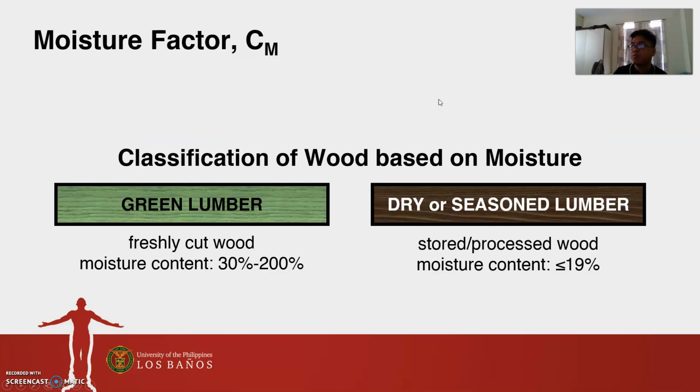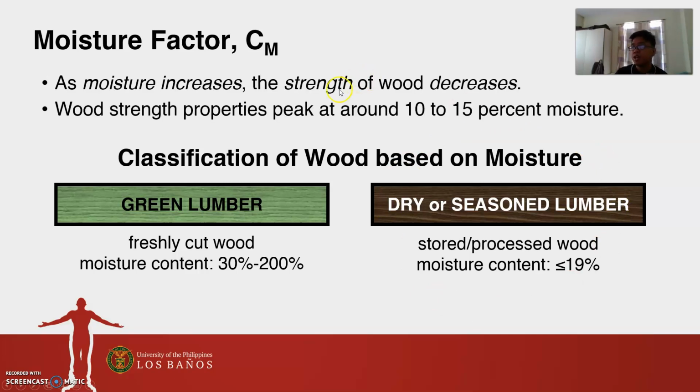Next is the moisture factor, and we can classify wood based on moisture. If it is freshly cut, then it is green lumber, or specifically the moisture content is around 30% to 200%. If it is dry or seasoned, on the other hand, then it has a moisture content of less than or equal to 19%. In general, the higher the moisture content, the more it is susceptible to creep or decay, and that means lower strength. So if you want to optimize the strength of your member, you have to let it undergo a process of drying.